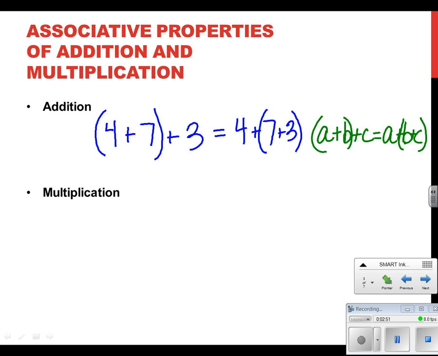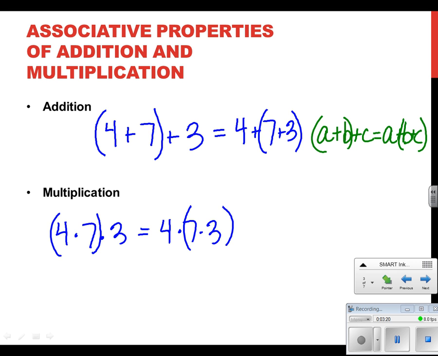Multiplication, this property works as well. So if I had 4 times 7 times 3, and I decided to do 4 times 7 first, and then multiply that by 3, I'm going to get the same as if I had those same 3 integers and started with multiplying 7 times 3 and then multiplying by 4. Changing the grouping does not matter if I'm just multiplying.